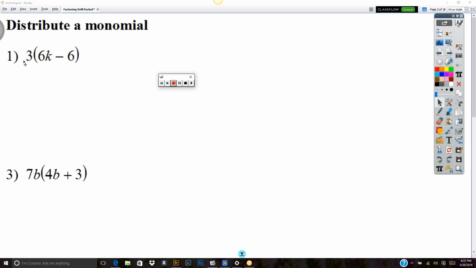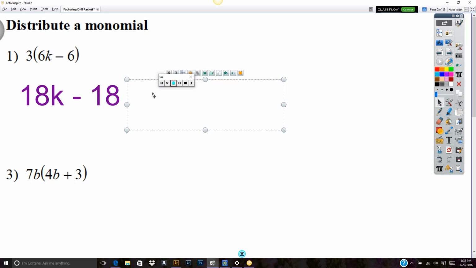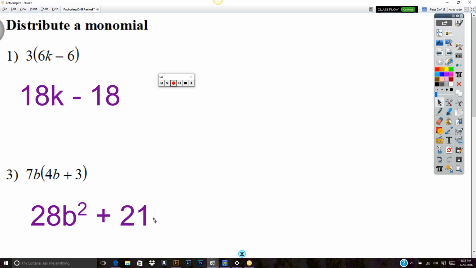So this is just distributing 3 times 6k minus 6. Distribute 3 times the 6k, and we get 18k minus 18. Okay, our next one is 7b times 4b plus 3. Again, 7b times 4b first, and we get 28b squared. And 7b times a plus 3 is a plus 21b.